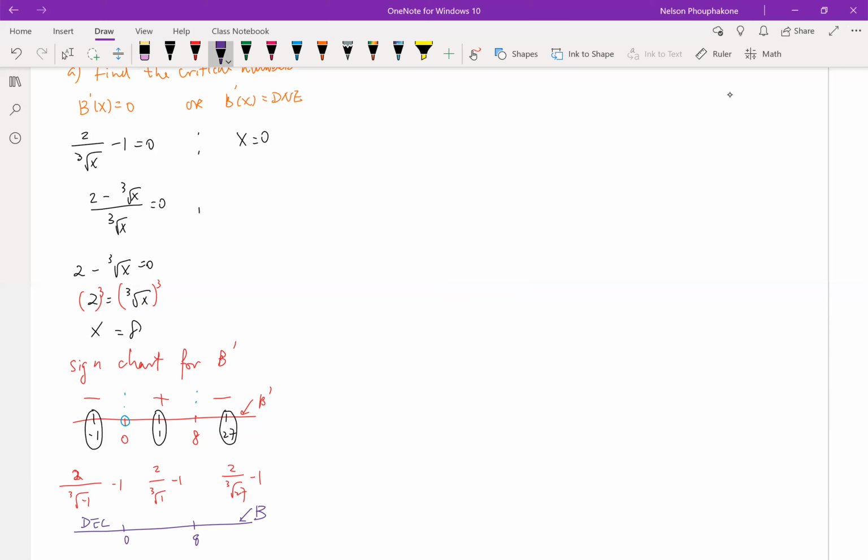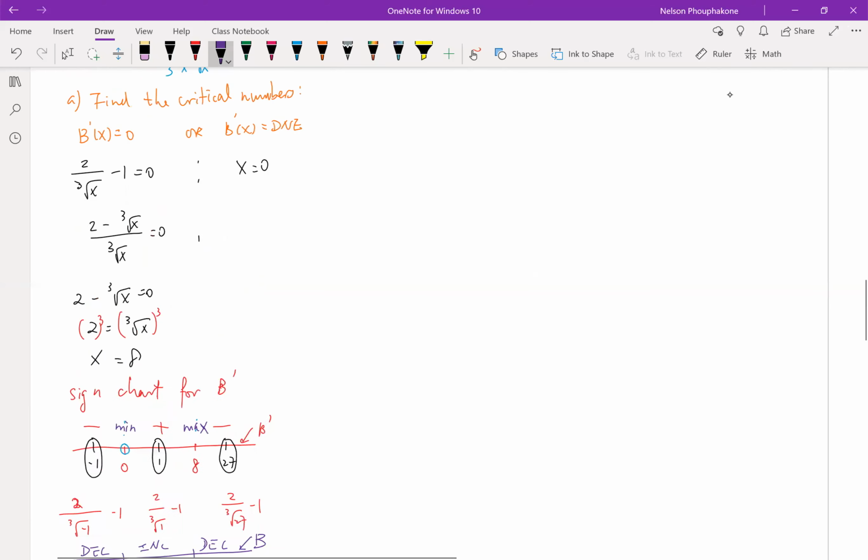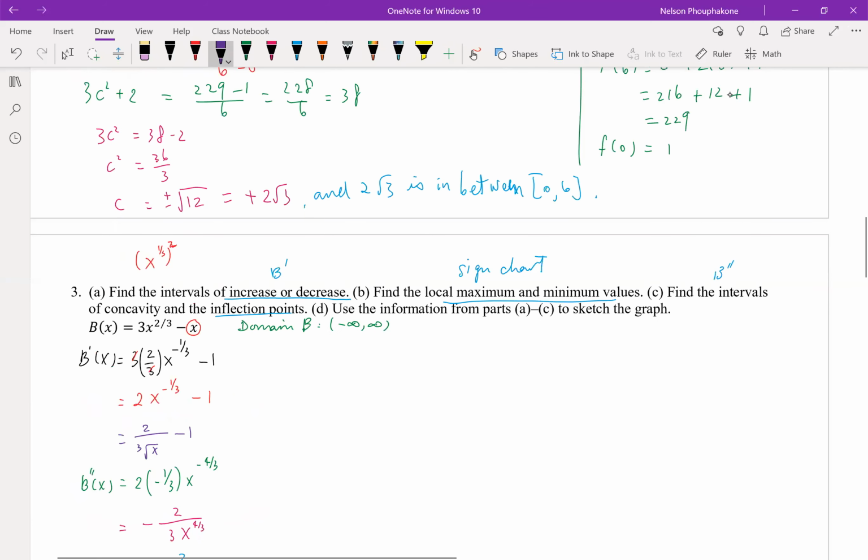Between 0 and 8 is positive, meaning the interval between 0 and 8 is increasing. And then it's negative, meaning decreasing, right? So therefore, from decreasing to increasing, that means this point must be my local minimum. And from increasing to decreasing, this will be my local maximum then. Okay? So keep that in mind. Anyway, then let us try to answer A.